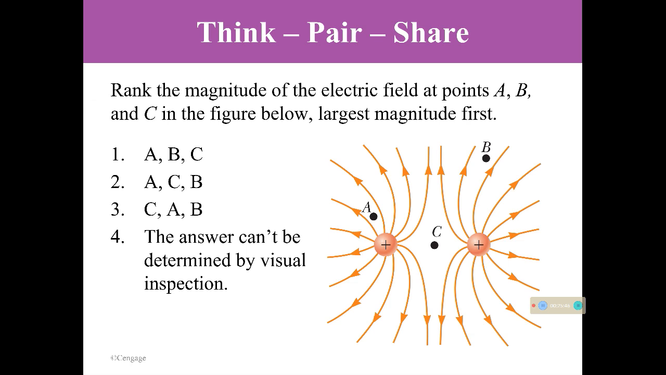Rank, I mean, we just talked about this. Rank the electric field at points A, B, and C, from largest first. If 4 is the answer, then this entire conversation was a dumb conversation to have. What's the answer? 1. A, B, C. What is the electric field strength at C? 0. Because they're equal magnitudes, equally in the middle, they should cancel each other out entirely.